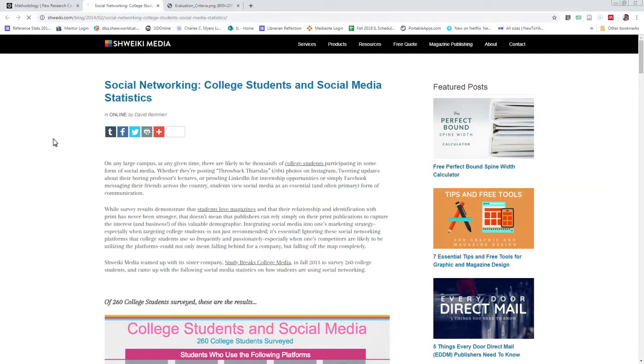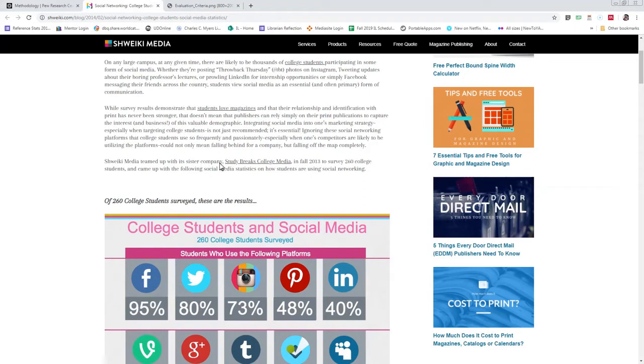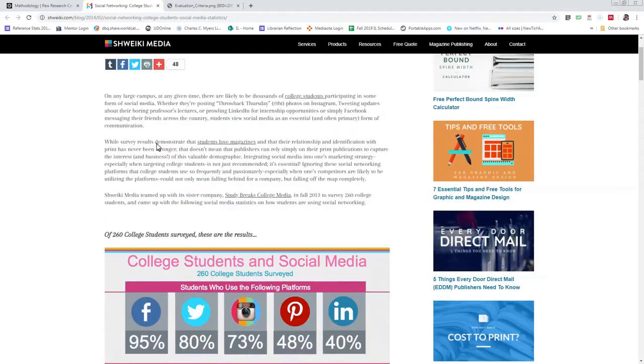So I am looking for dates first, and I don't see a date up top. So this is where I start to skim and scroll. Okay, so it says here, this organization teamed up with their sister company in the fall of 2013. So again, this data is a little bit older. And while I'm here, I also see that they surveyed 260 college students, which feels like a much smaller sample size than the 1,500 that we saw before. So, okay, I'm already seeing that.